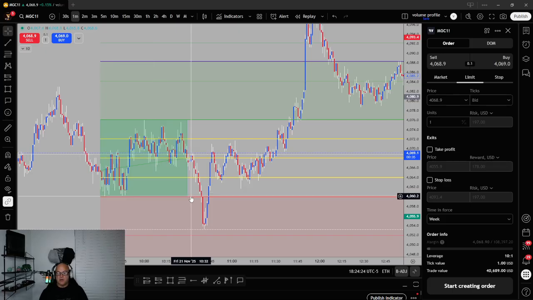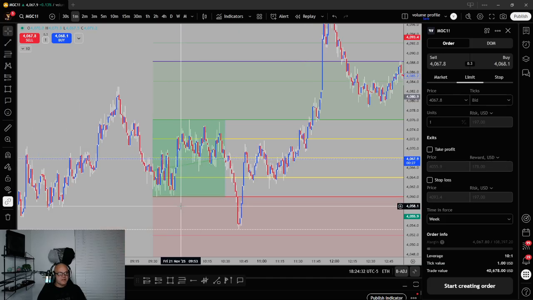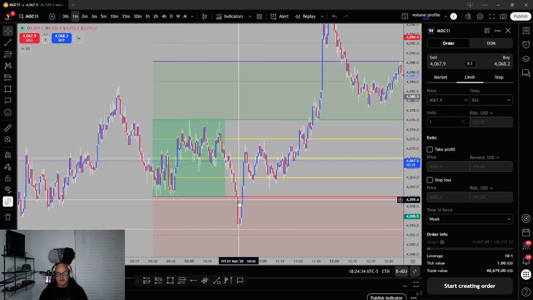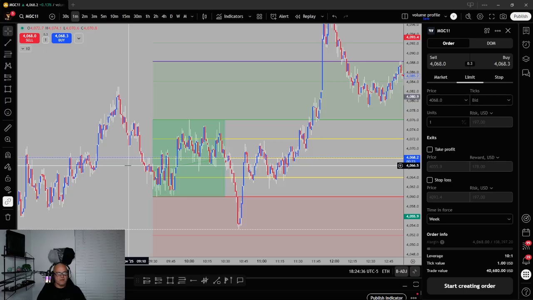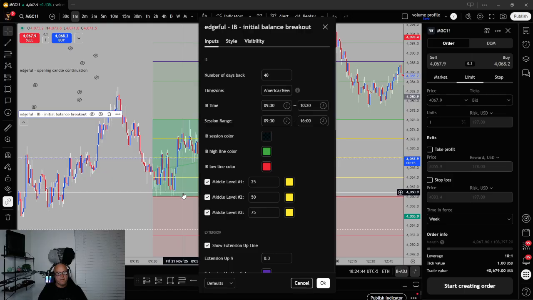Now this is going to do a couple of things for me, right? And I can show you what those are. Is our first break to the downside. Well, let me stop there for a moment. I'm getting a little bit ahead of myself. The other indicator that I use is the initial balance breakout, okay? And I'm going to pop the settings open for you here because I want you to see this.